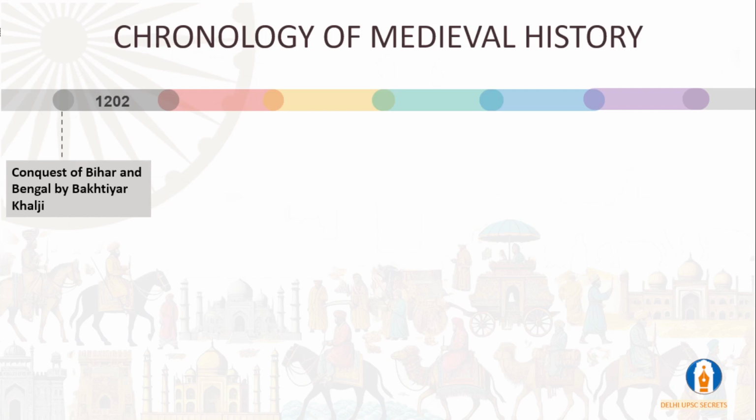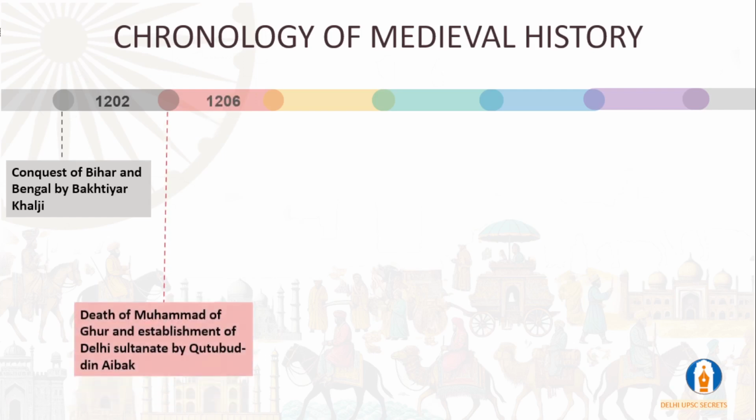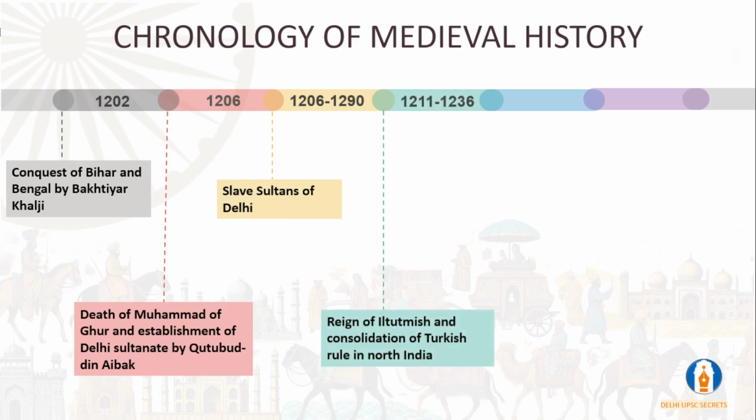Kutubuddin Aibak establishes the Delhi Sultanate after this period, in 1206. With the death of Muhammad of Ghor, the establishment of the Delhi Sultanate happens by Kutubuddin Aibak. Basically, the Sultanate of Delhi includes various dynasties, various slave dynasties, we say. 1206 to 1290 AD is a period where the slave sultans of Delhi have ruled.